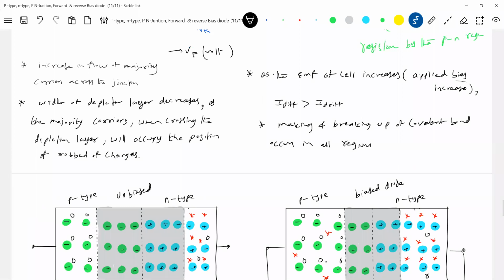Reverse bias. What is the reverse bias? The p-type will be connected to the negative terminal and the n-type will be connected to the positive terminal. And we have to study the characteristics graph here. So let me take the same diagram, this one.